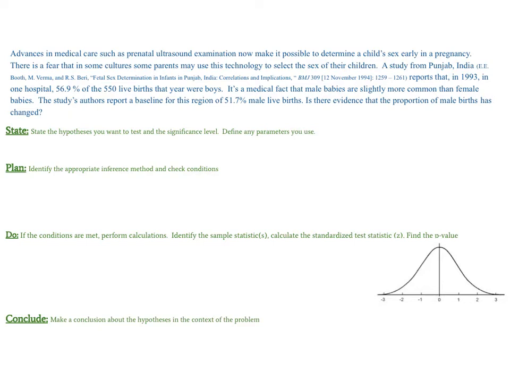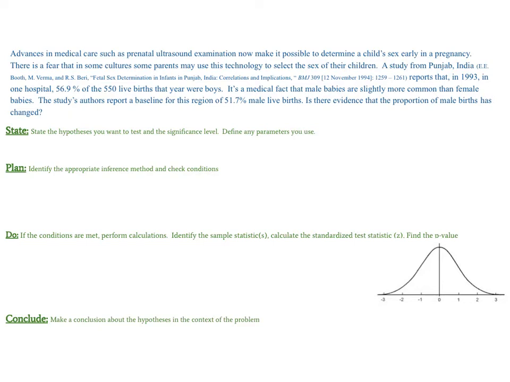So let's first address this idea of, is there some evidence? Well, in general, in the region, 0.517 are male live births. But in this particular hospital, there seems to be more, 56.9%. So we have some evidence, but we need to run a hypothesis test to determine if this is convincing statistical evidence to favor the alternative.